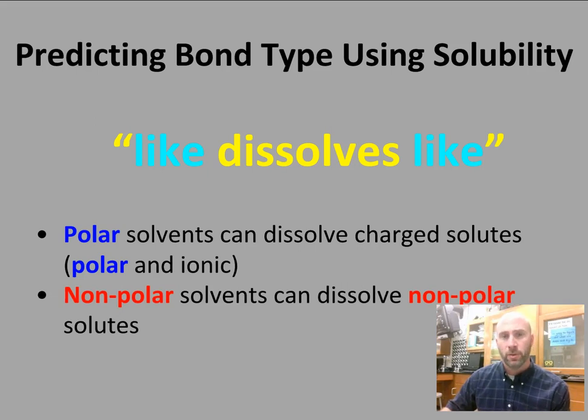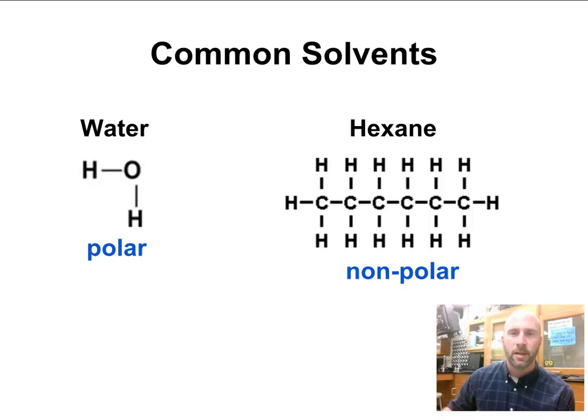And then the converse is true. Nonpolar solvents can dissolve nonpolar solutes. Okay? So if you have something that's nonpolar, it will be able to dissolve something that is also nonpolar. If you have a polar substance, like a polar solute, and you put it into a nonpolar solvent, they are not going to dissolve. It's going to be insoluble. Polar solutes are insoluble in nonpolar solvents. Okay, so just remember, like dissolves like. That's what's going to end up going together.